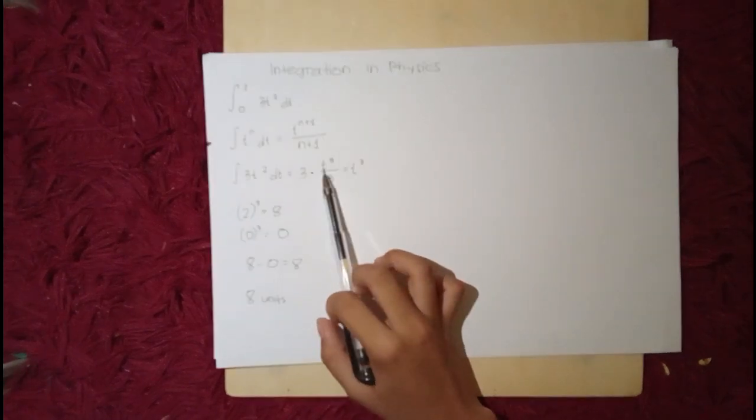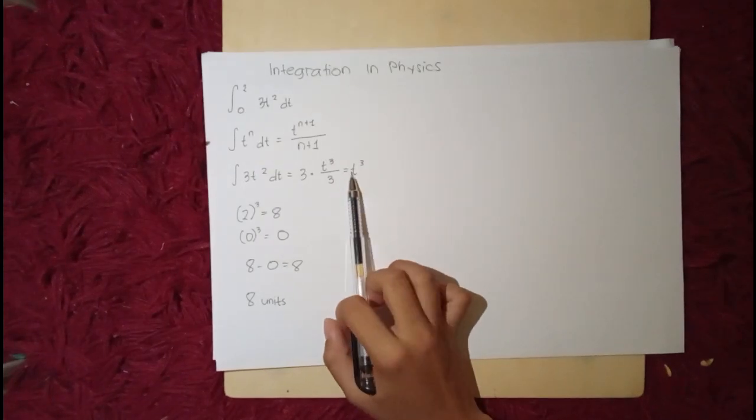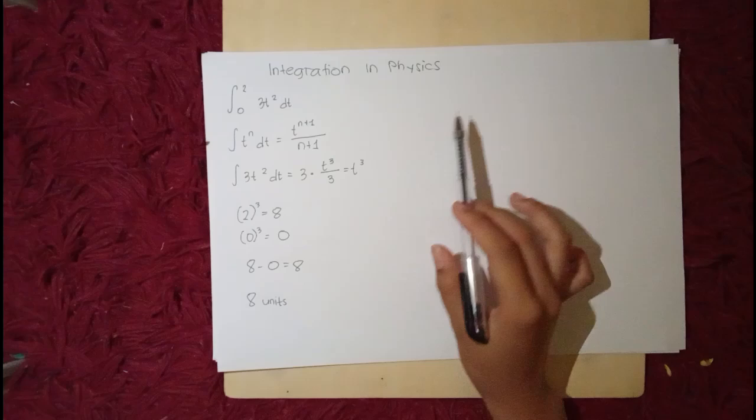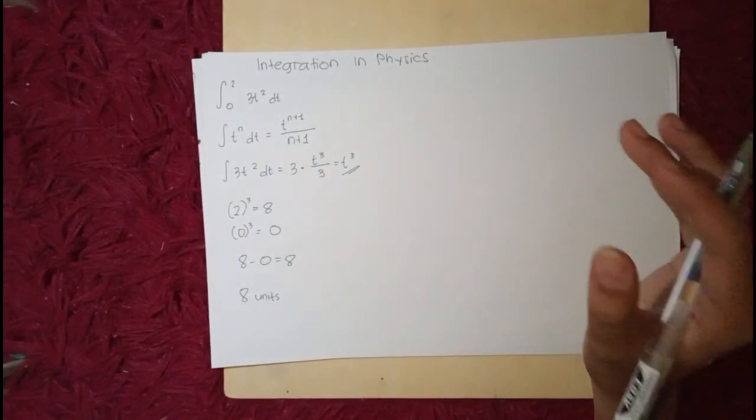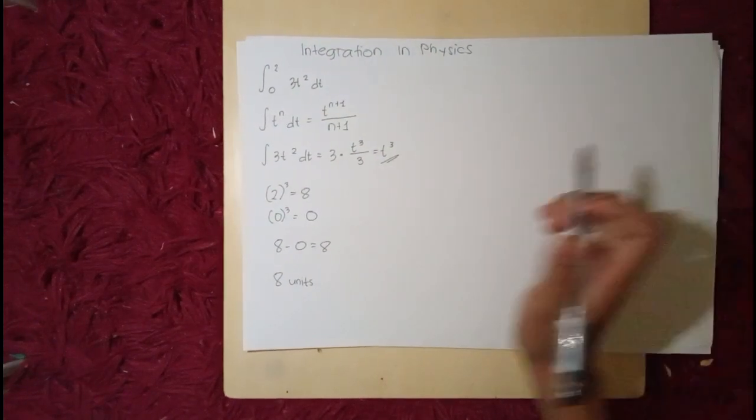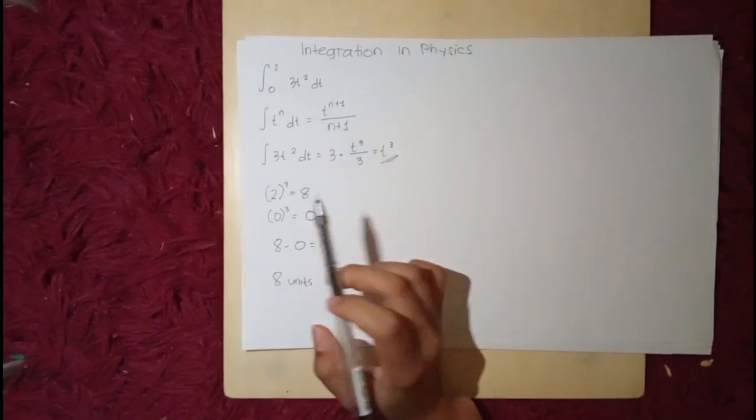3 times t to the power of 3 over 3, which is equal to t cubed. So the antiderivative of 3t squared is t cubed. Applying the limits, the fundamental theorem of calculus, now we evaluate the function t cubed at the given limits t equals 2 and t equals 0.